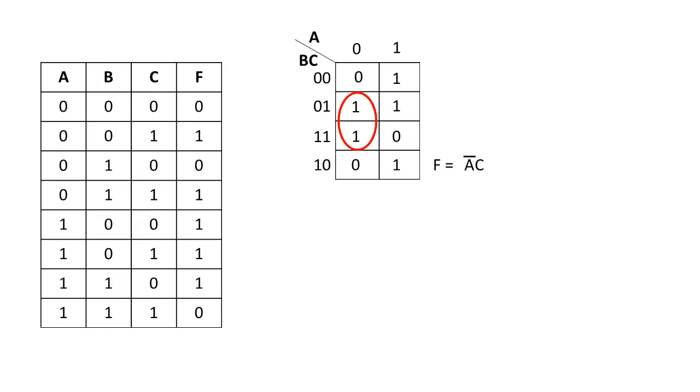Because A is 0, we have to say not A, that means the formula is not A, C. C is 1, that is why you have taken C, and A is 0, that is why you have taken not A. The function is not A and C. So now we are going to select at the right column another two consecutive ones. Observe, take these two consecutive ones.